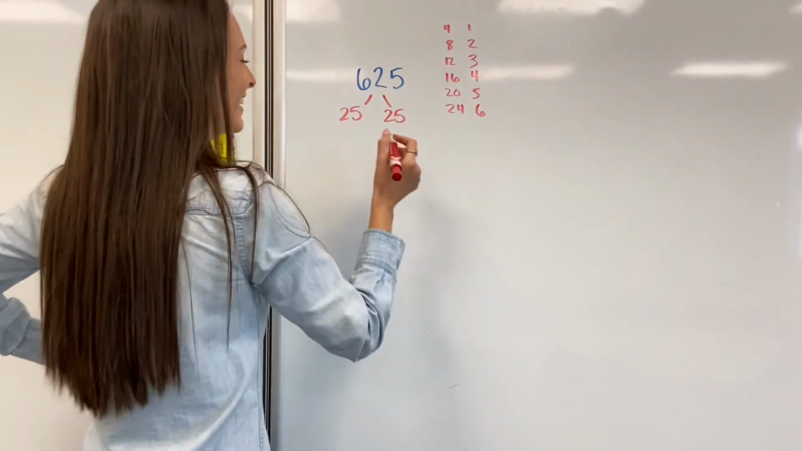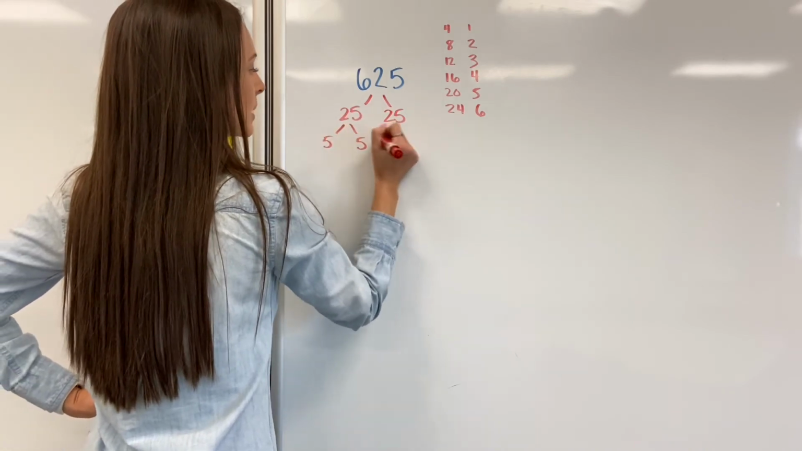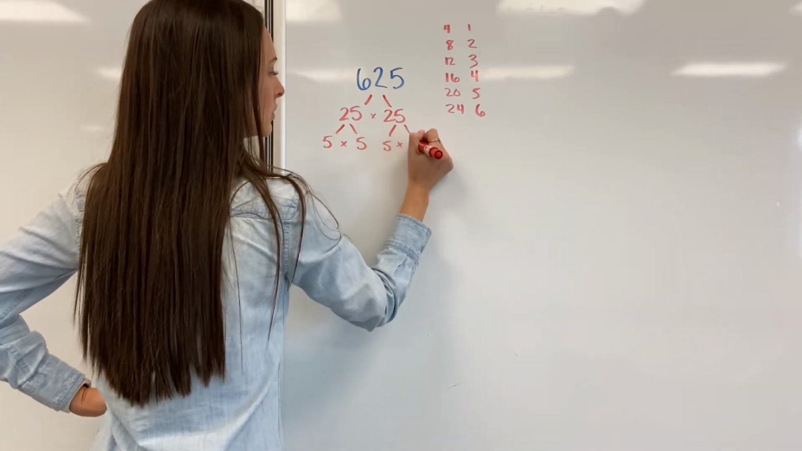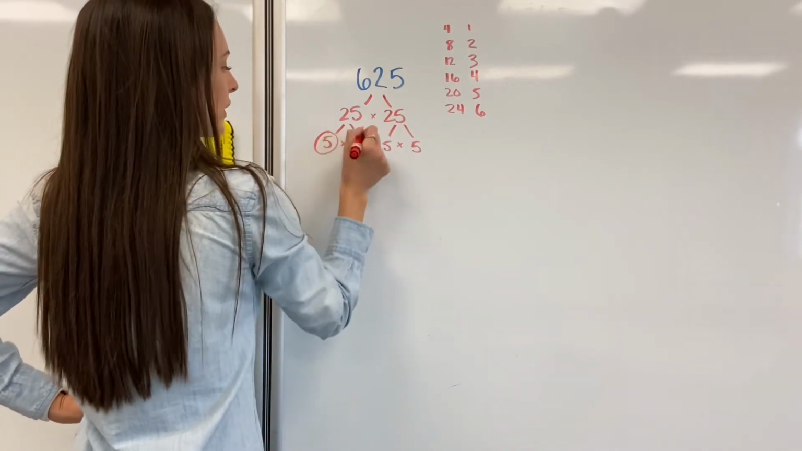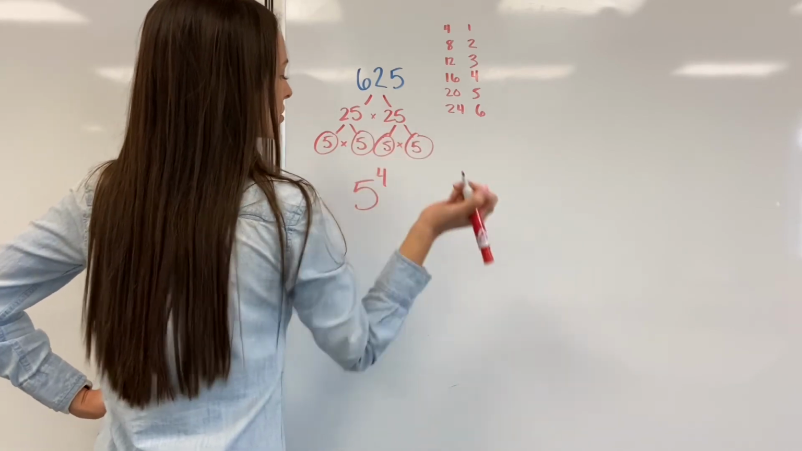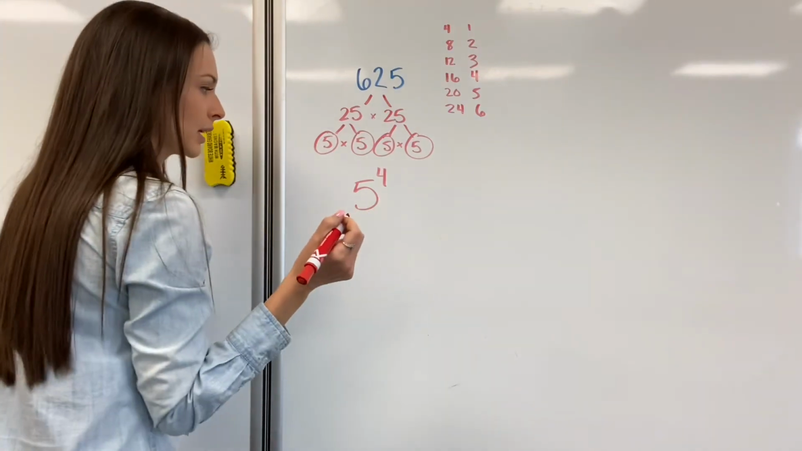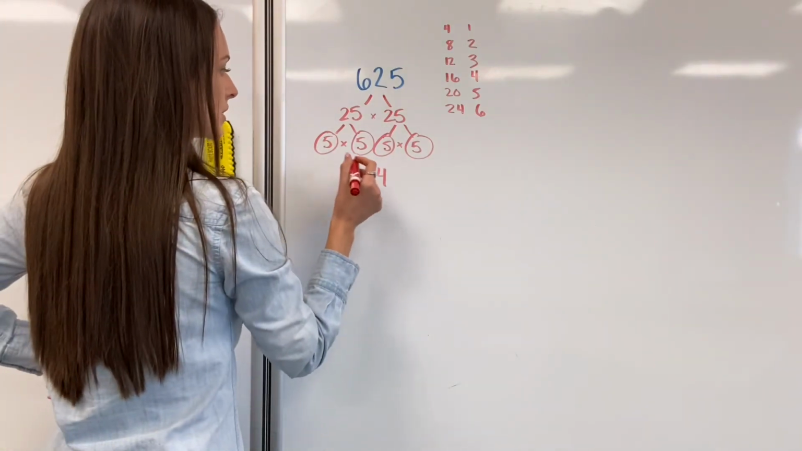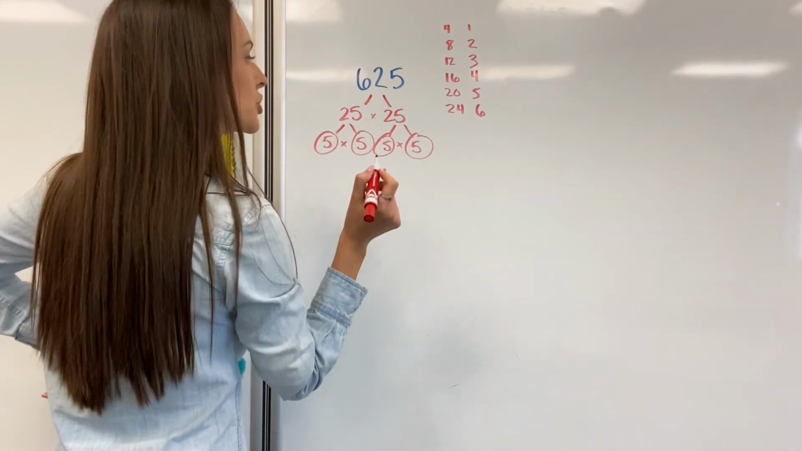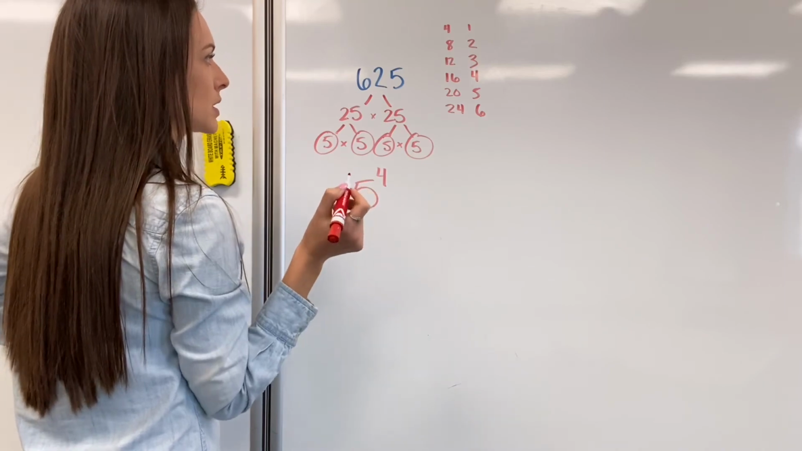Then each of my 25s would be 5 times 5. So it would be 5 times 5 times 5 times 5, or 5 to the 4th power. And you can double check that if you want by saying 5 times 5 would be 25, 25 times 5 would be 125, and 125 times 5 gets you to 625.